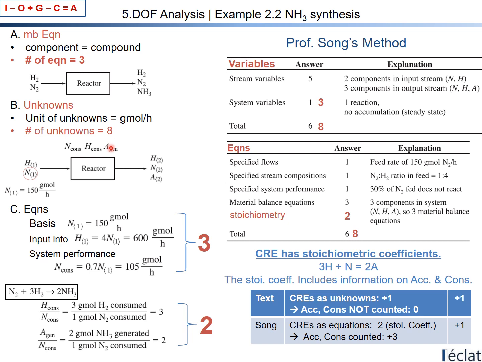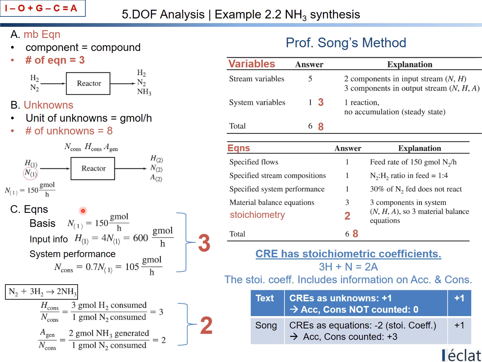So the accumulation term is 0. So right now we have 3 system variables. So totally we have 1, 2, 3, 4, 5, 6, 7, 8. 8 unknowns or 8 variables are available for this process. So material balance equations 3, unknowns 8. So we need to have 5 more equations. So let me check it.